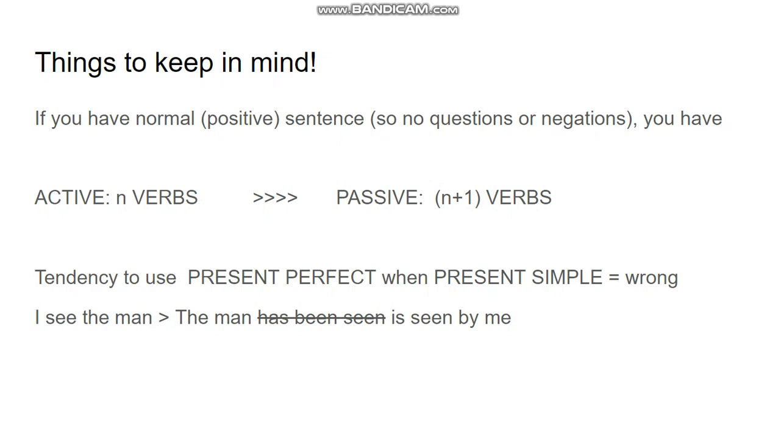If you made mistakes, you probably used the present perfect when you have to use a present simple, or sometimes even a past simple instead of a present simple. If you have "I see the man", what I see often is "the man has been seen by me" or "the man was seen by me", but that's incorrect because see is present simple and you need the present simple of to be. So always try to see what tense is used and find the same tense of to be. Don't follow your gut feeling because you'll make mistakes often.